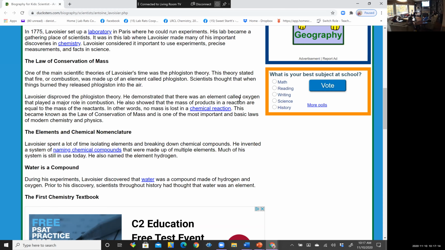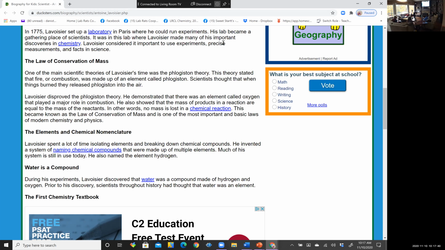One of the main scientific theories of Lavoisier's time was phlogiston theory. This theory stated that fire or combustion was made up of an element called phlogiston. Scientists thought that when things burned, they released phlogiston into the air. Lavoisier disapproved of the phlogiston theory, and he demonstrated that there was an element called oxygen.